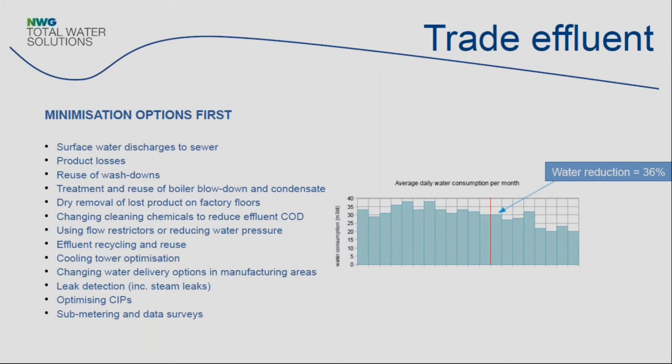So for example, if you've got surface water that goes to a sewer, does it need to go to the sewer? Is that just increasing your trade effluent volume? Should that be going to a separate sewer or maybe in the water course? Do you use water for washdowns? And I've got a couple of slides coming up about that in a minute. If you do, you need to do it?